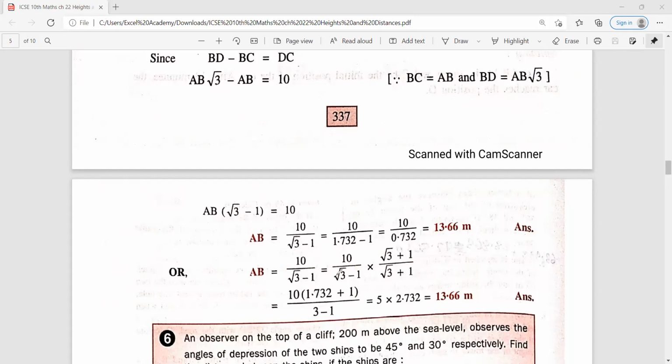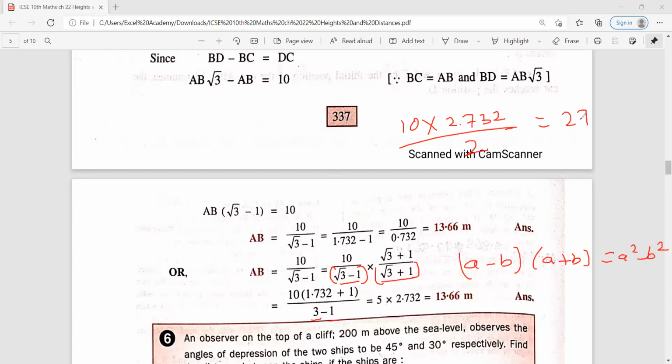आणि you get in the denominator a minus b, a plus b is a square minus b square. आठवते का हे सगळं? So root 3 चा square आहे 3, 1 चा square आहे 1. So you get 2 in the denominator. In the numerator you get 10 into 2.732 upon 2. This will be 27.32 upon 2, which is nothing but 13.66. I personally think rationalization is always better.